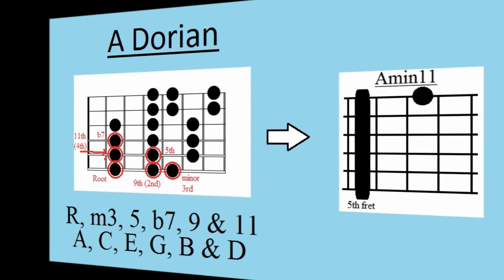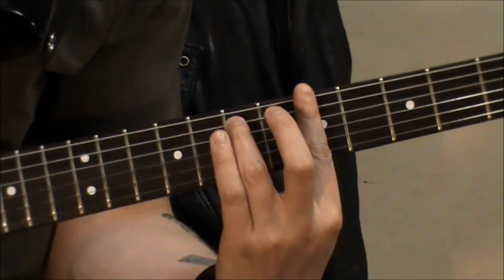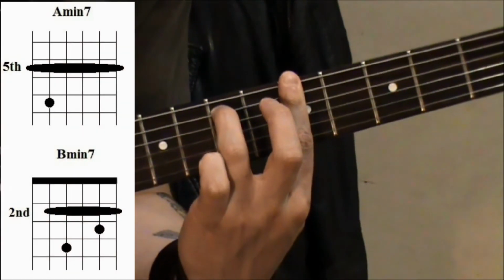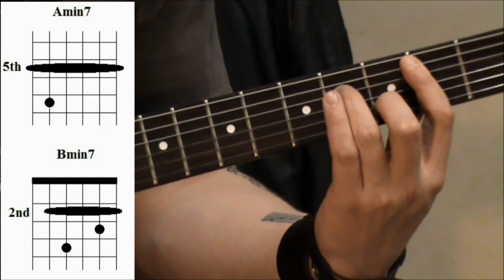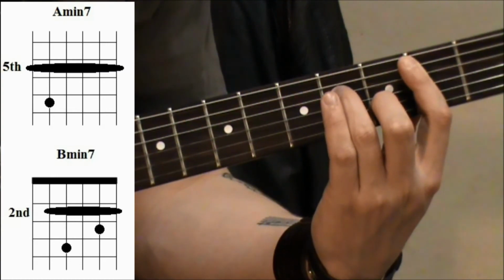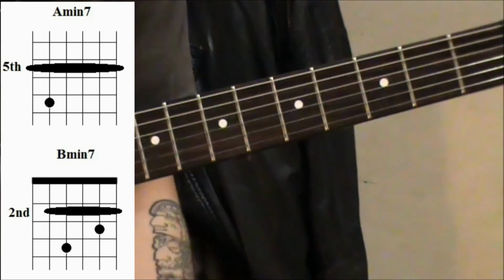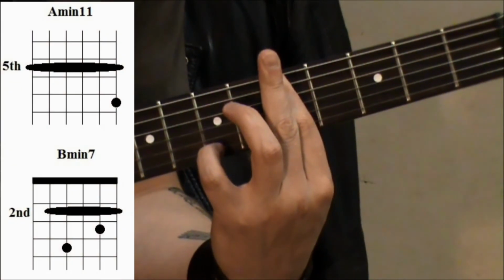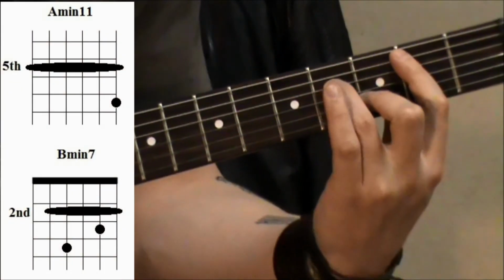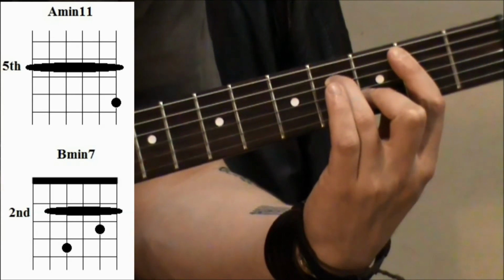Let's give it a go. So here's the original A minor 7, and now that B minor 7. And here's where we changed it to the A minor 11, and then B minor 7. You just gotta love that Dorian sound, right? And that A minor 11 chord, that's a damn nice chord.